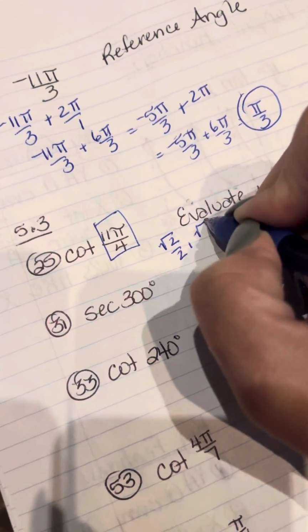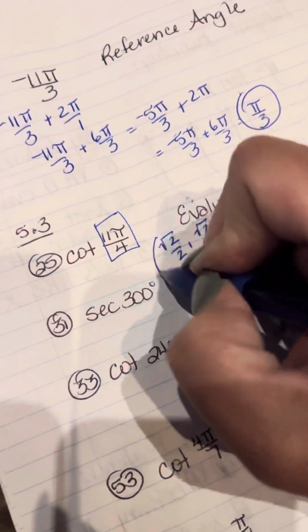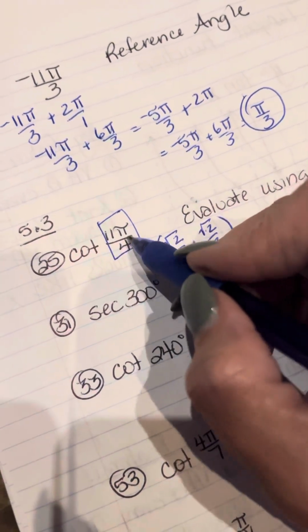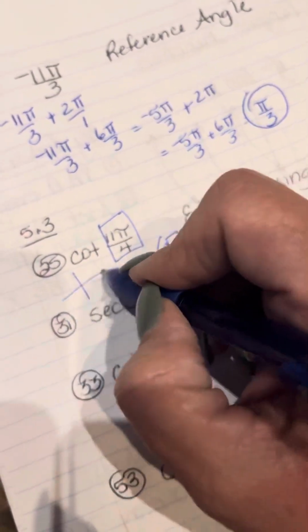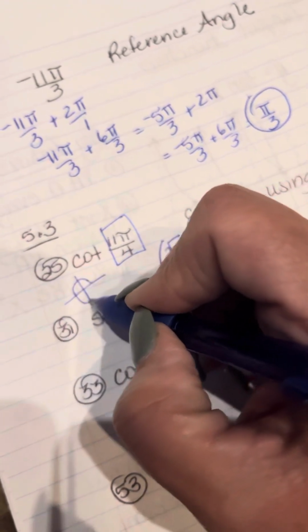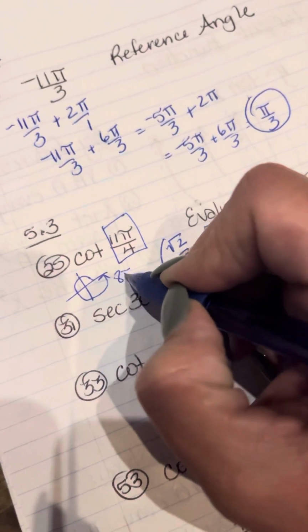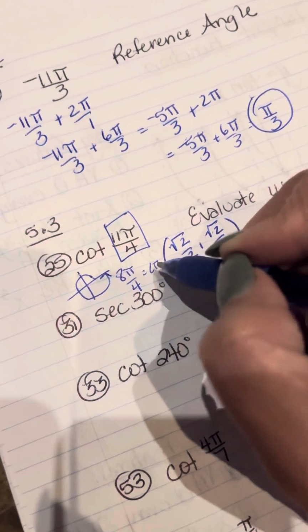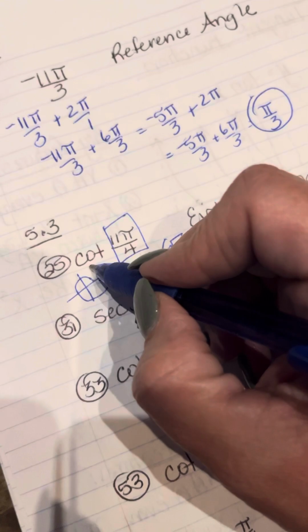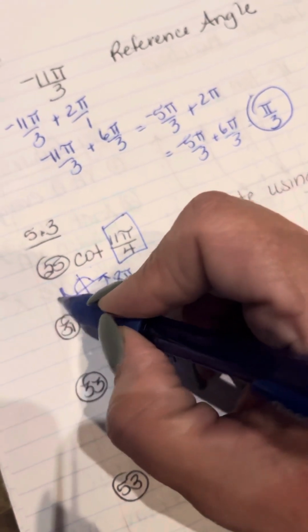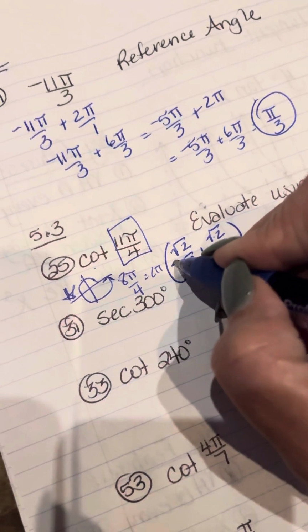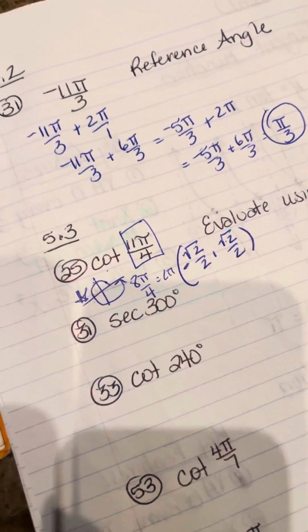Then I have to figure out what quadrant I'm in so I can affix the appropriate plus or minus signs based on the quadrant. 11 pi over 4, let's see. All the way around would be 8 pi over 4, because that's equal to 2 pi. And then 9 pi over 4, 10 pi over 4, 11 pi over 4. So I'm right here in quadrant 2, which means my x value is negative and my y value is positive.